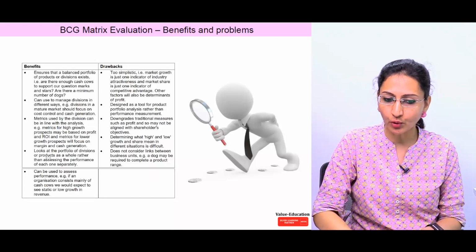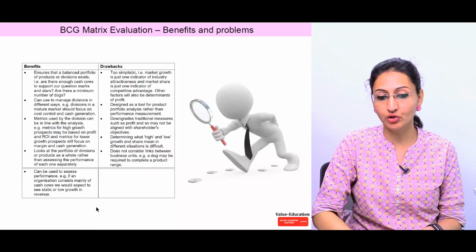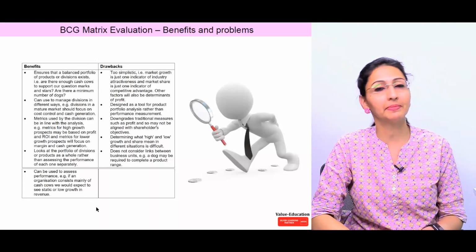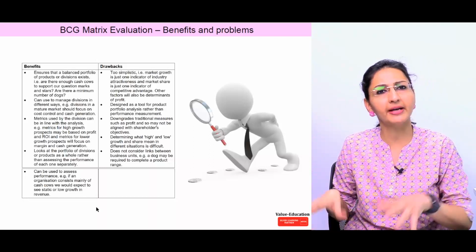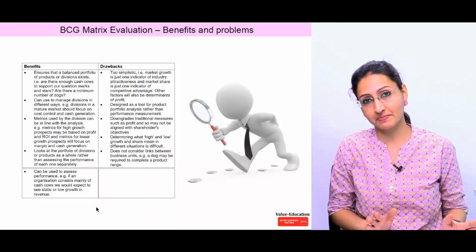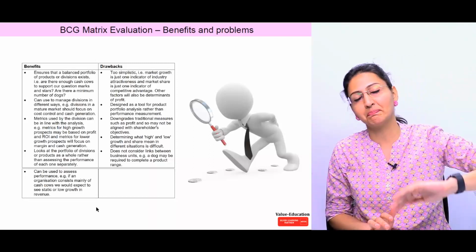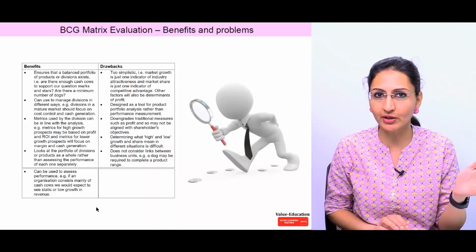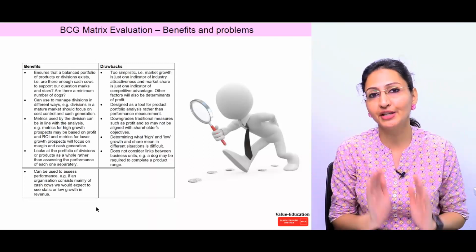Then it looks at the portfolio of divisions as a whole rather than assessing the performance of each one separately. That means it talks about different products being run by a company, and as a whole, what is the impact of those products on the company. It doesn't analyze one single product, how is it performing, bad, good. It doesn't individually do that. It rather presents you a situation of the company as a whole.